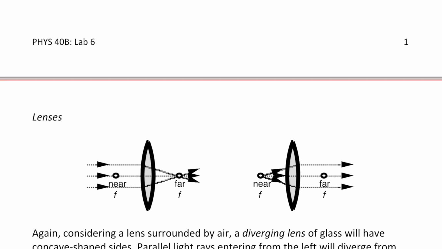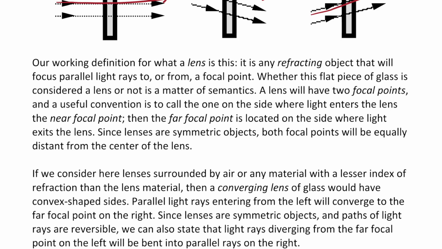Then they define something called a near focal point and a far focal point. All they're saying is that every lens, say the lens looks like this, is going to have some near focal point and some far focal point where the light focuses on that point. They also note that these distances are identical. So if this is D, then this is also D.